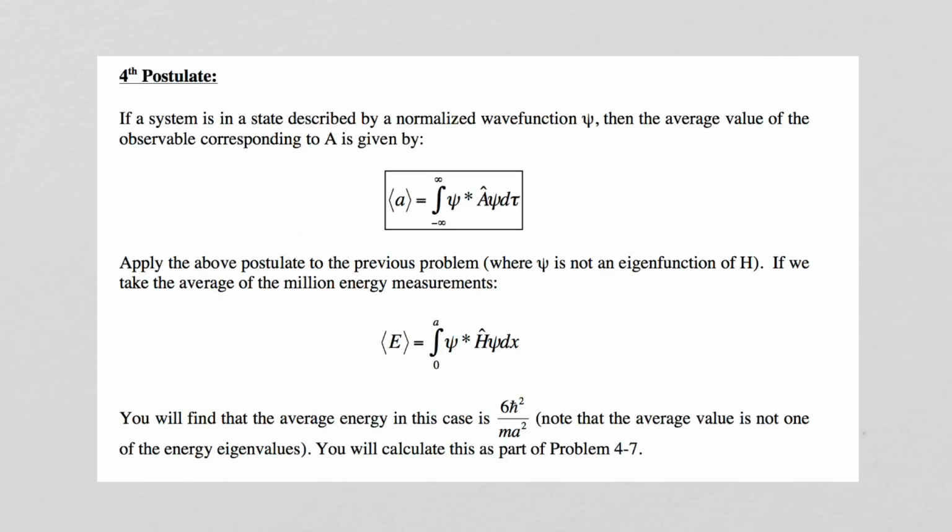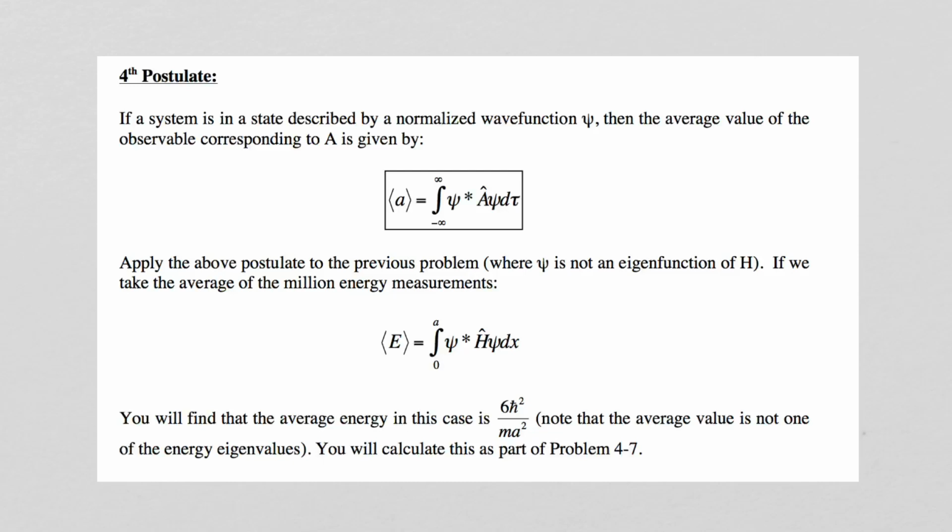Our fourth postulate has to do with calculating average values. We're going to use this postulate a lot. We've seen this a little bit previously in thermodynamics, but we're going to use this approach a lot this semester to calculate the average value of different quantities: average position, average momentum, average energy. This is the tool that we're going to use to calculate average values.